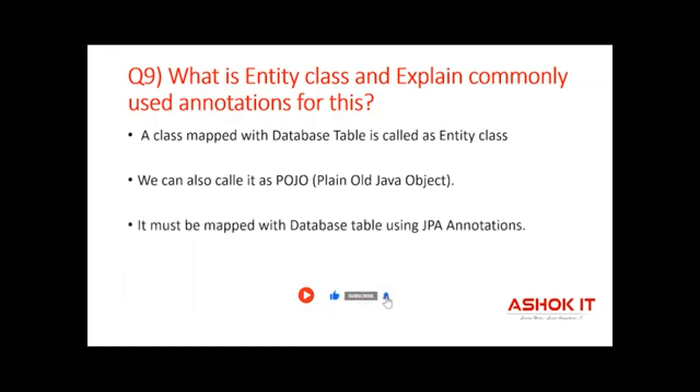It must be mapped with a database table using JPA annotations. Such annotations will be @Entity, @Table, @Id, @Column, @GeneratedValue. There are so many annotations. But here, @Entity and @Id are a must. @Entity will map our class with a table. @Id indicates the primary key. Table and column are optional actually.